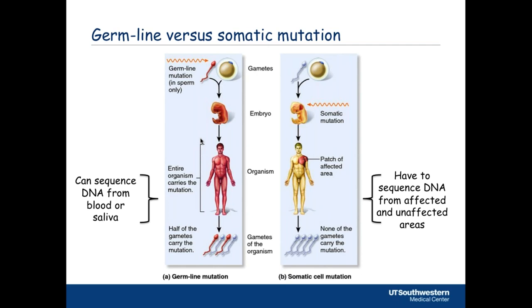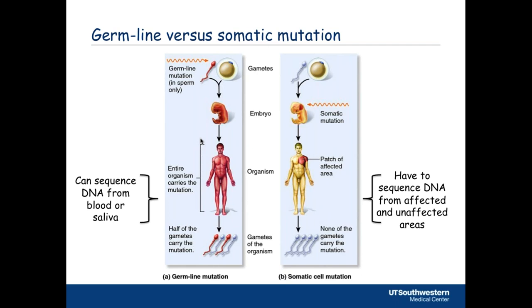Just like Gorham-Stout disease, GLA is a sporadic disease, and we think that it's caused by a somatic mutation. So a mutation that is not inherited, is not present in sperm or egg, but is a mutation that randomly occurs during development.